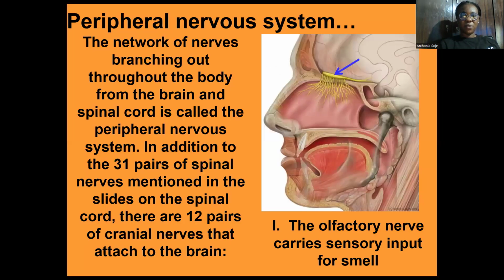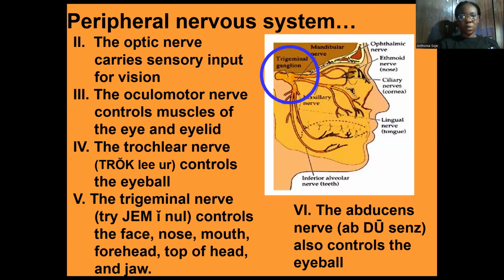So the peripheral nervous system is a network of nerves that branches out throughout the body from the brain and the spinal cord, and it's called the peripheral nervous system. So in addition to the 31 pairs of spinal nerves mentioned on the slide we looked at earlier, there are 12 pairs of cranial nerves that are attached to the brain. The first is the olfactory nerve. So cranial nerve 1 is the olfactory nerve, and what it does is to carry sensory input for smell. The second is the optic nerve for vision.